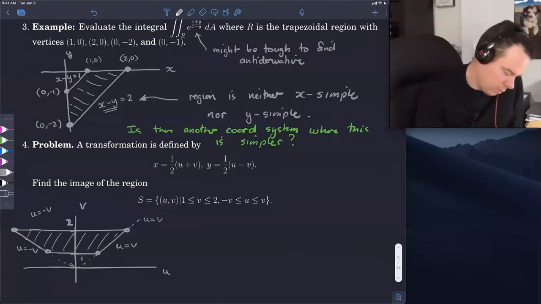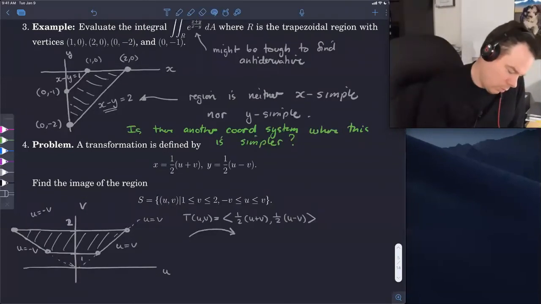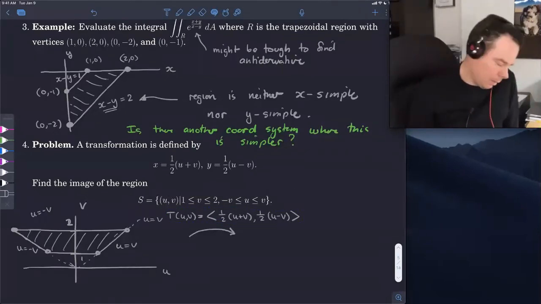And what I'd like to do is see, under this transformation, which I'll call T of (u, v), which is going to return, for the x value, 1/2 of (u plus v), and for the y value, 1/2 of (u minus v). So for this transformation, what does this region become?